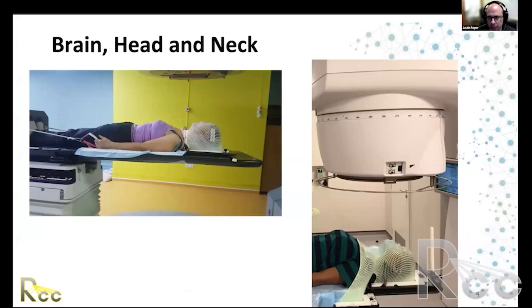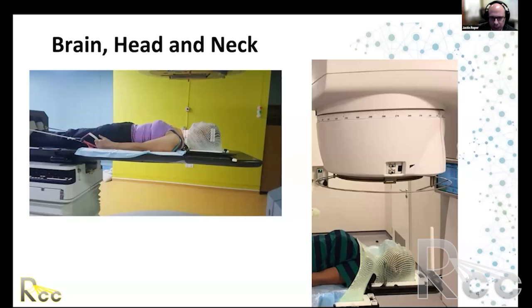So Maura has given really a very nice overview of what we're going to cover today. At a high level, we've talked about different immobilization devices and the rationale for the setup and how imaging may be used to tighten down margins. And so now we're going to start focusing on specific anatomical sites. We're going to start at the head and work our way down to the pelvis.